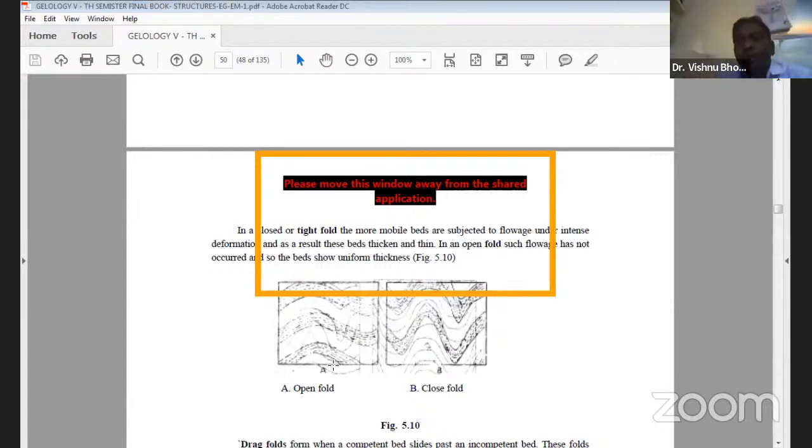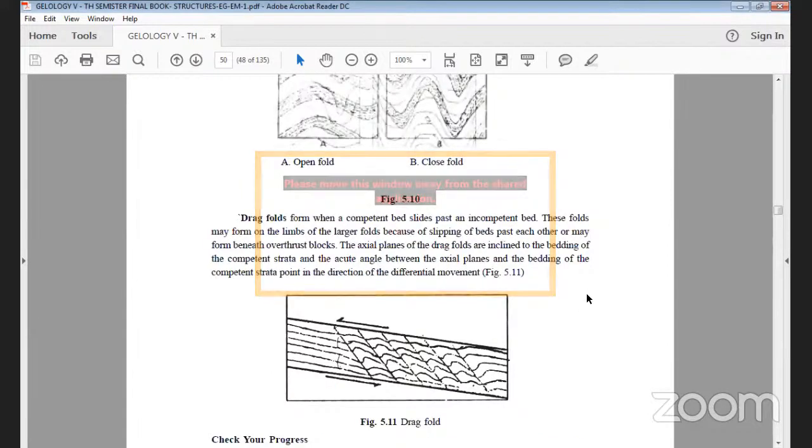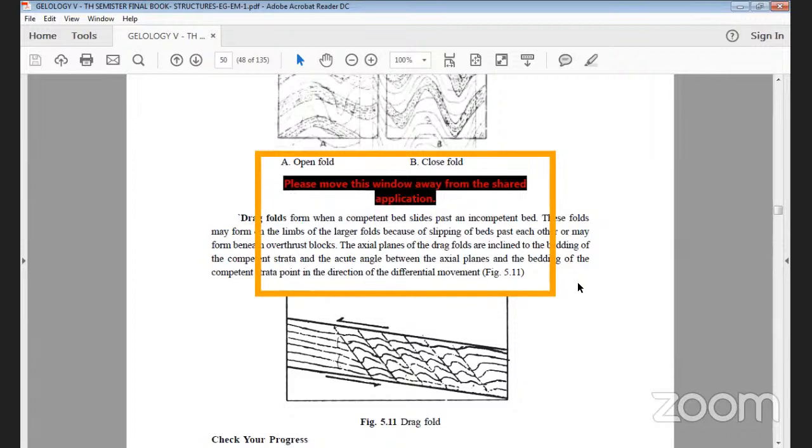They are different from each other. Coming to the drag folds. In drag folds, each component of a bed slides over fast and incompetent beds. These folds may be formed in the limbs of larger folds because of the slipping nature of the beds which are moved, and they form beneath the overthrust blocks.